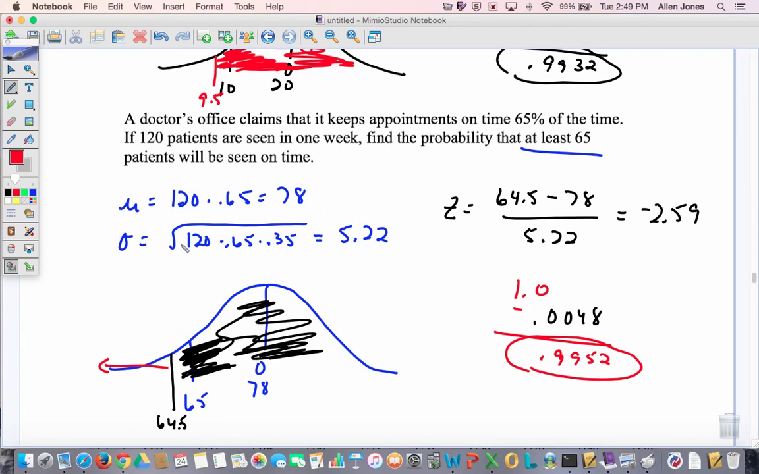So there's a look at our binomial approximation of the normal distribution, essentially that correction for continuity based on the fact that we calculated our own mean and our own standard deviation for these types of problems.